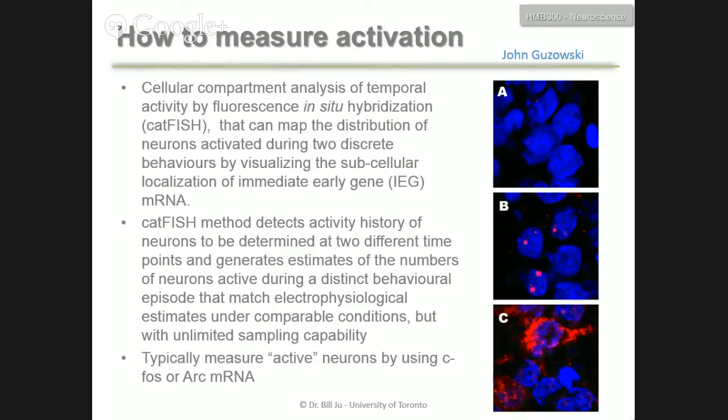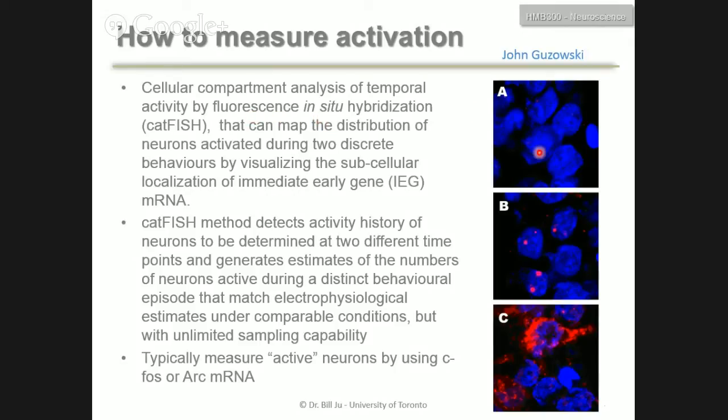It's a relatively new technique. It's known as CatFISH, and CatFISH is a technique that, as science students, you should be familiar with. You'll read about it in a number of different papers. CatFISH stands for cellular compartment analysis of temporal activity by fluorescence in situ hybridization. The FISH part is this fluorescence in situ hybridization.